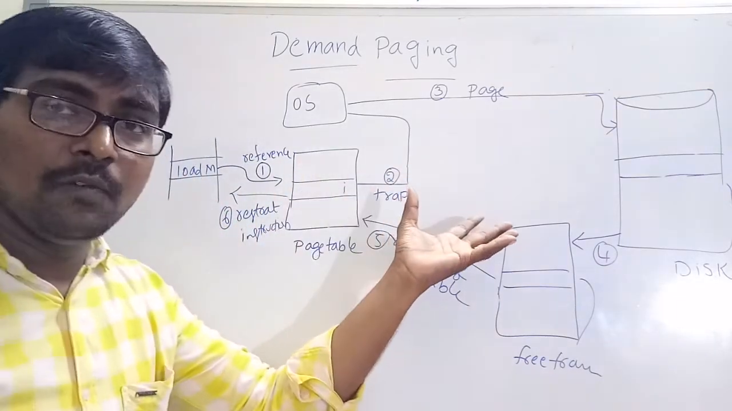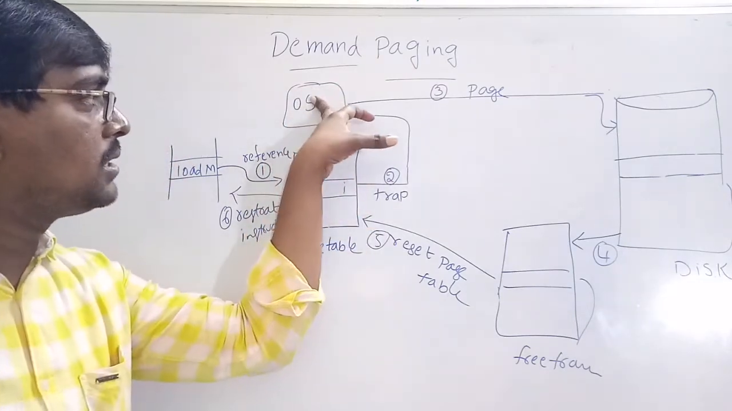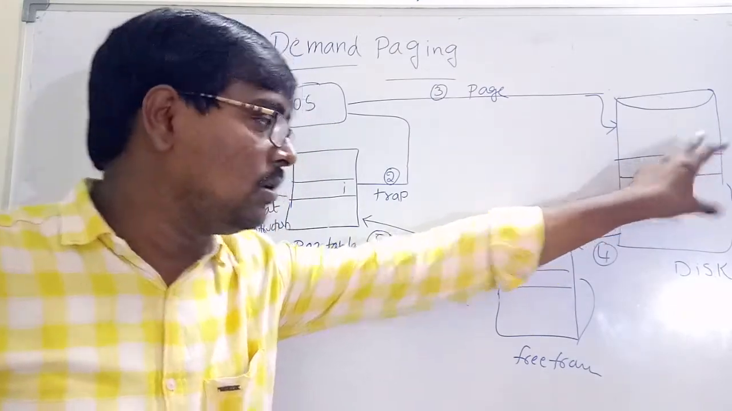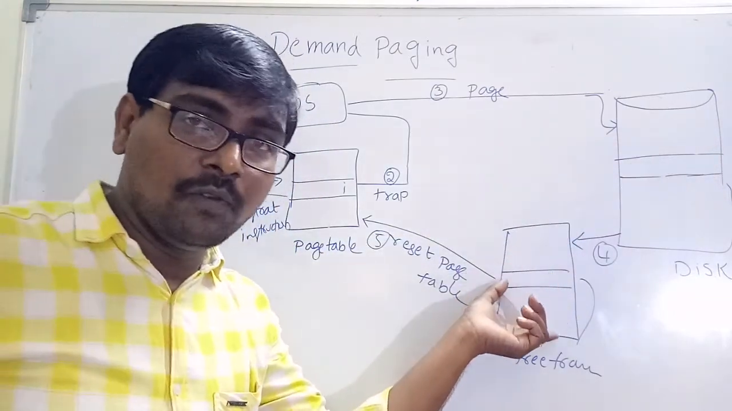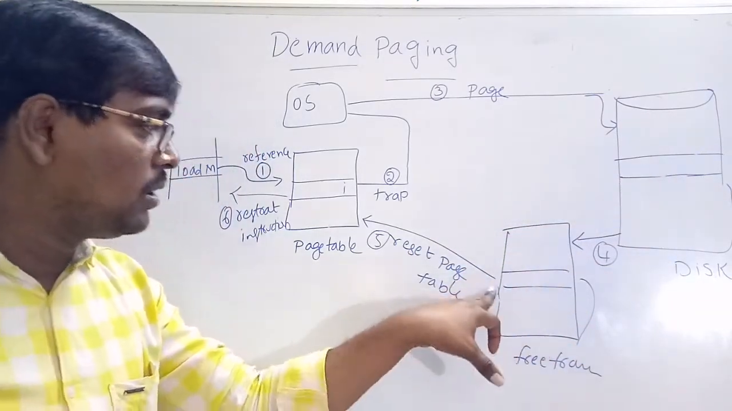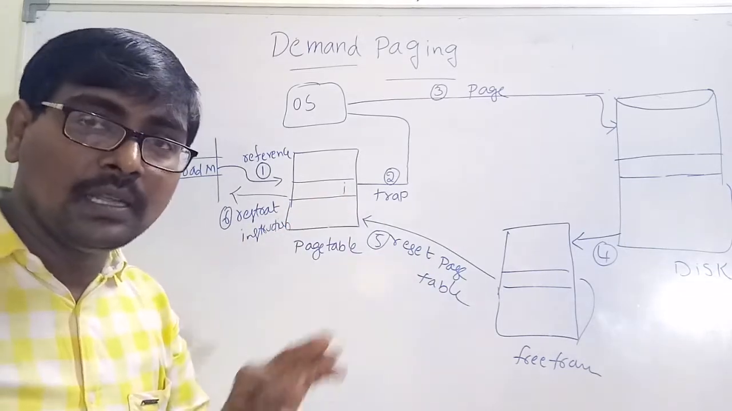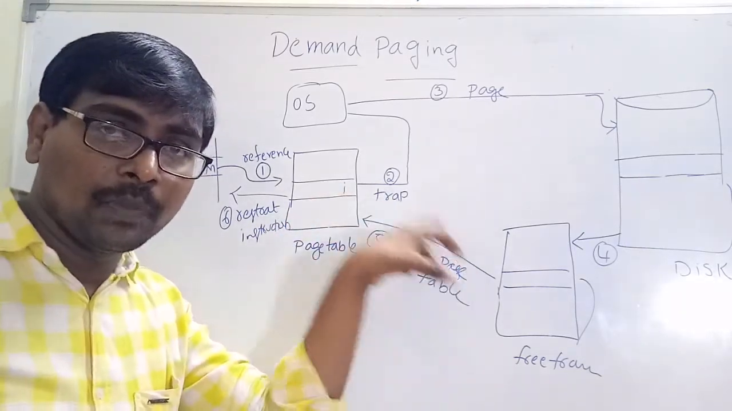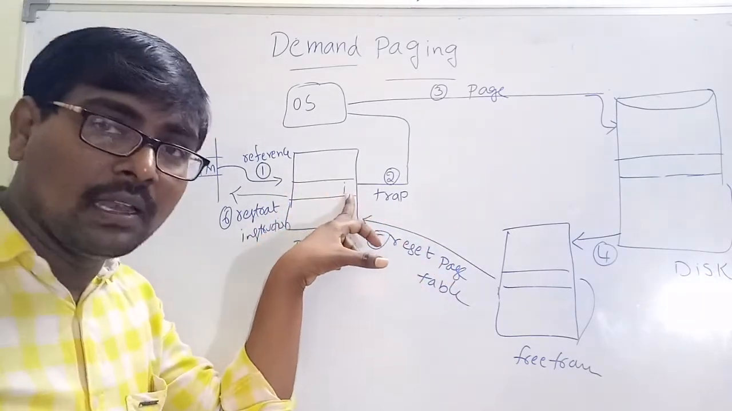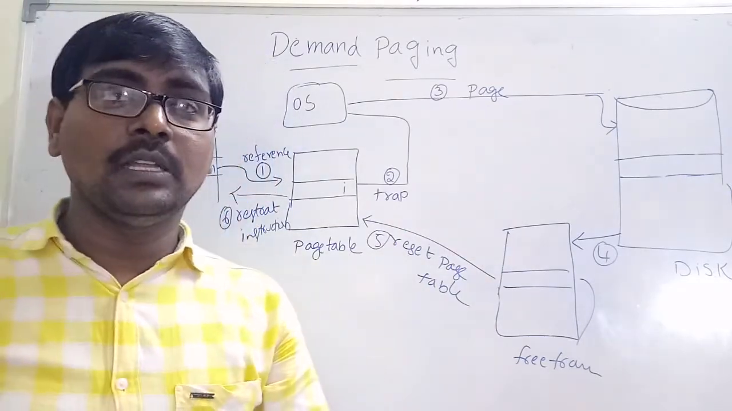Simply, how to handle a page fault? First, check the page table. If the page is not present, report to the operating system. The operating system checks for the page in the disk. If the page is available, check for a free frame. If a free frame is available, the page is loaded into the free frame. Once the page is loaded, it resets the page table. That means it updates the page table: the required page is available with this frame number, update this entry as valid, and restart the instruction. This is the way to handle a page fault.